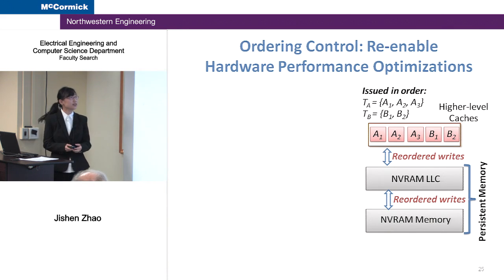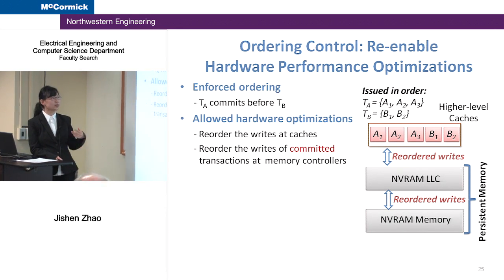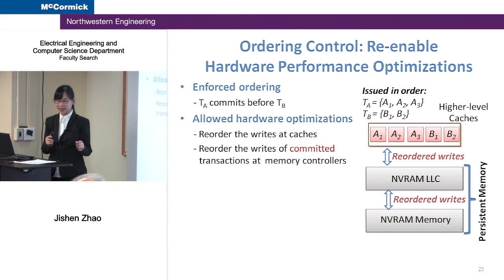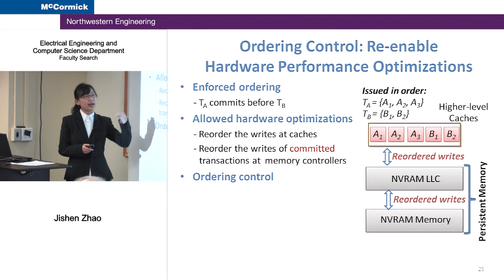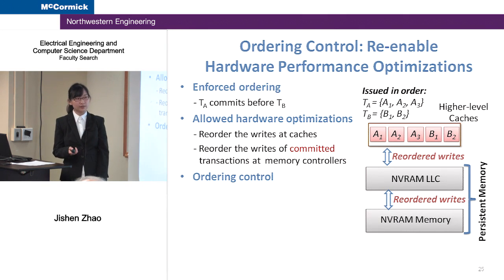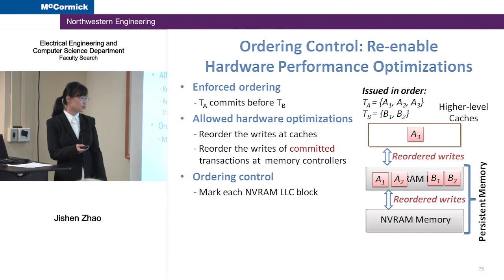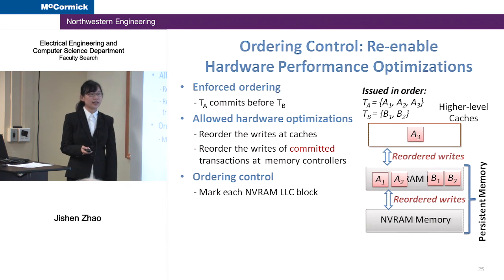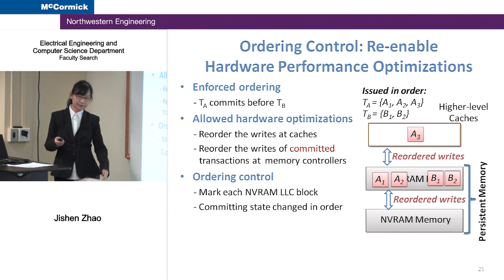As regards the ordering control, we only enforce the ordering of writes when a transaction commits, but allow hardware to optimize system performance by reordering the writes arriving at persistent memory. Take the previous example again. If two transactions are issued in order, we allow the hardware to reorder those writes arriving at the persistent memory, that's the last level cache. But we mark each cache block as uncommitted. So this uncommitted state will change in order.